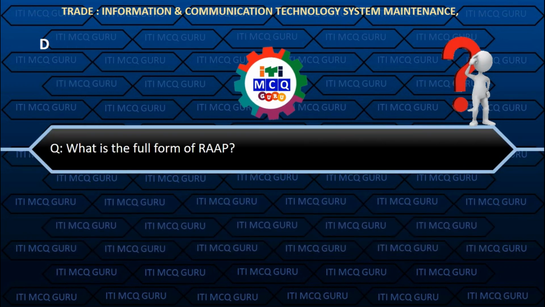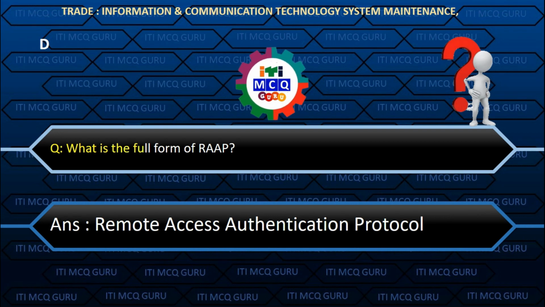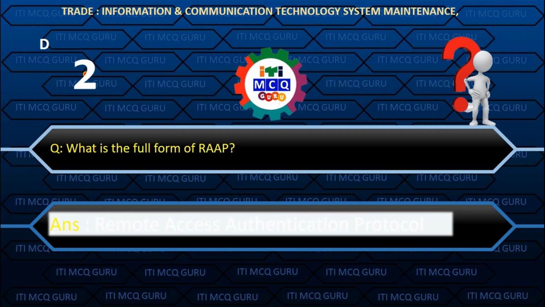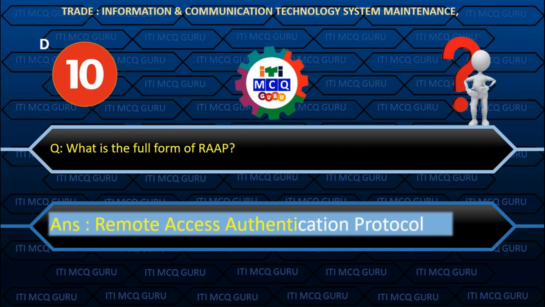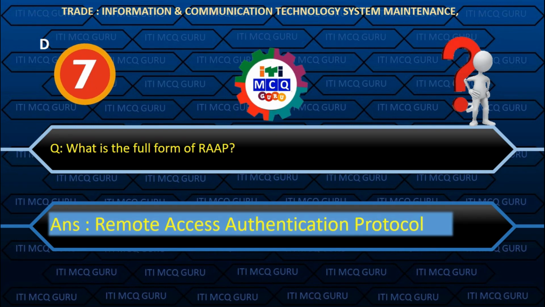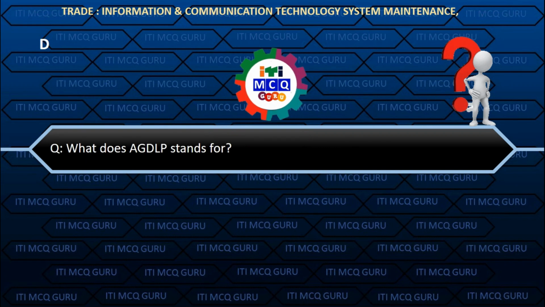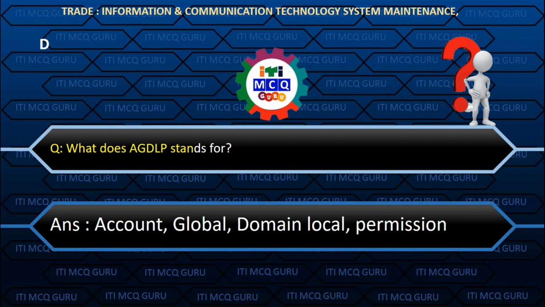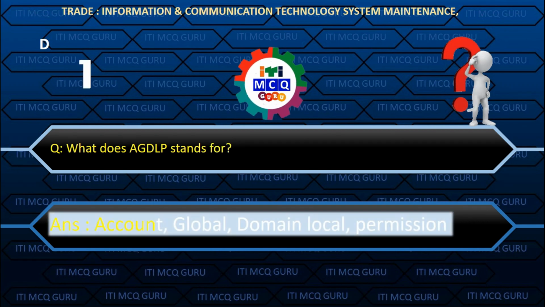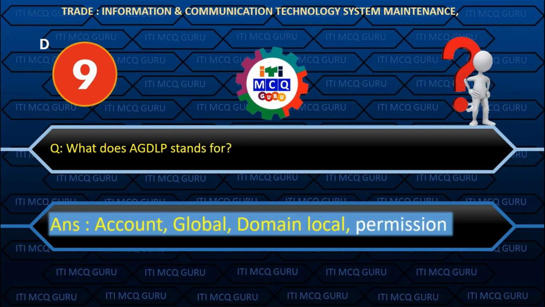What is the full form of RAAP? Answer is Remote Access Authentication Protocol. What does AGDLP stand for? Answer is Account, Global, Domain Local, Permission.